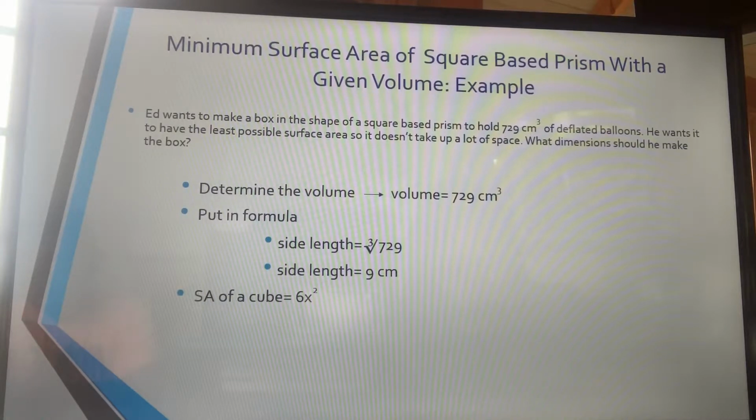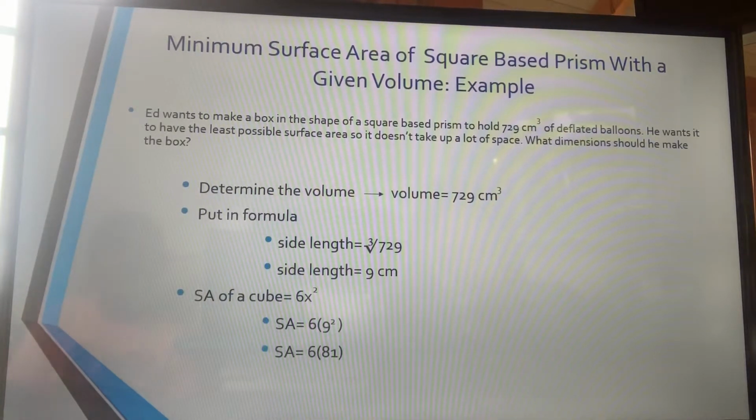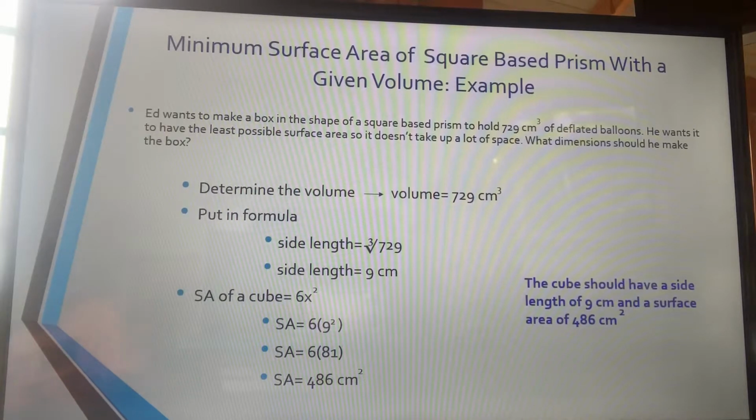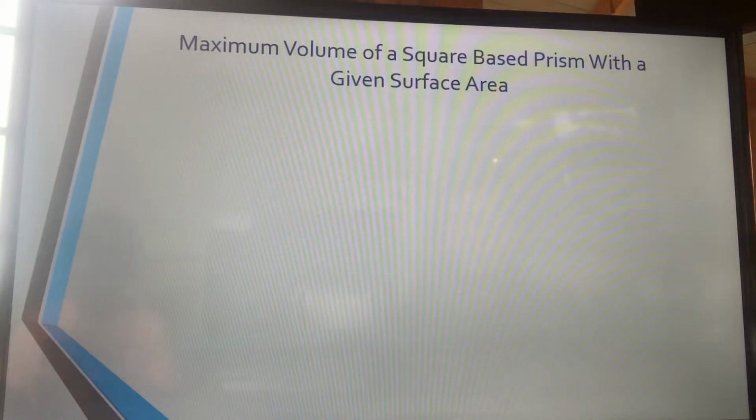Next, put it into the equation for surface area of a cube. Solve it, and the cube will have a surface area of about 486 centimeters squared. And we just restate our answer. The cube should have a side length of 9 centimeters and a surface area of 486 centimeters squared.